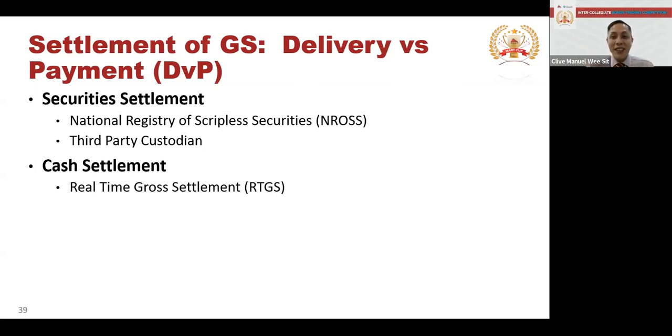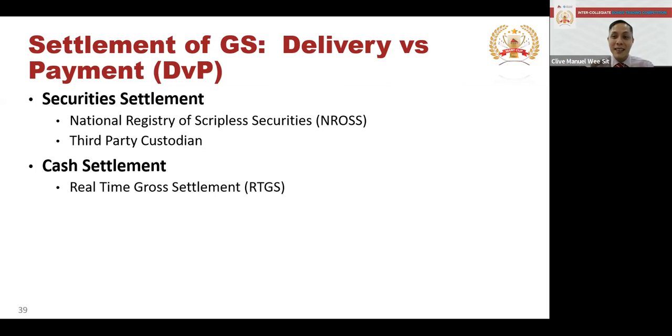Now, NROS is a registry. This is a ledger that shows ownership of a government security. So this is like the master list that the Bureau of the Treasury or the national government has of all of the bonds that they've issued in the primary market, and who are the current holders of these bonds that they've issued.